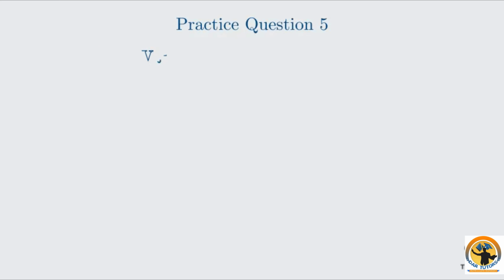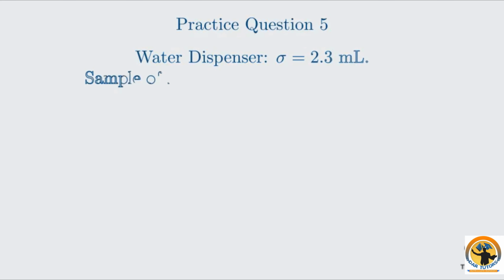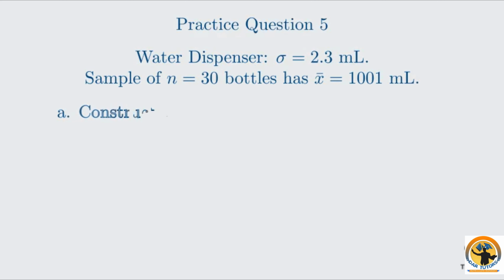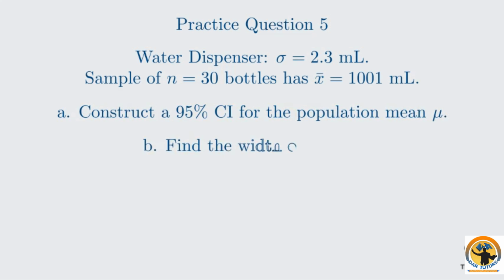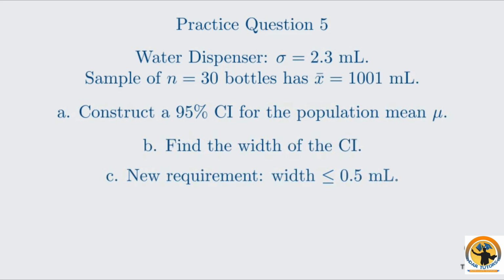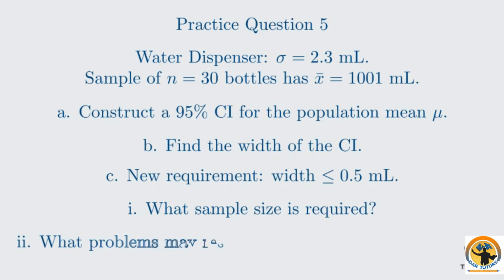Question 5. A manufacturer of bottled water dispenses water into 1-liter bottles with a standard deviation of 2.3 milliliters. A sample of 30 bottles produces a mean of 1,001 milliliters. Part A. Construct a 95% confidence interval for the population mean contents. Part B. Find the width of the interval. Part C. It is decided that the 95% confidence interval must have a width of less than 0.5 milliliters. What sample size is required? Part D. What problems may result from obtaining a narrower CI? Here is the solution to question 5.